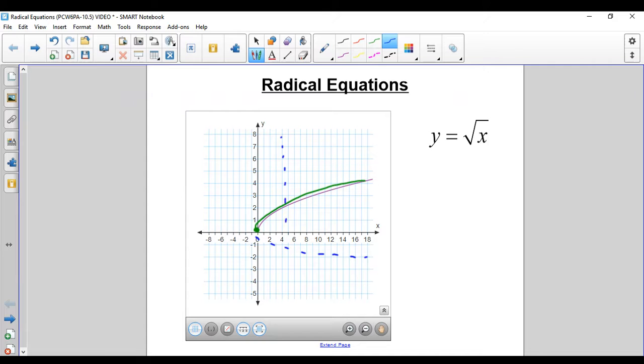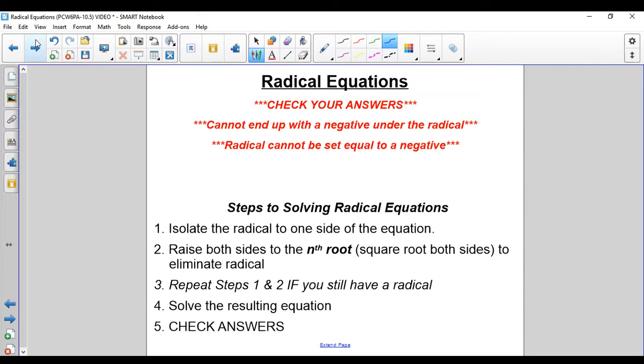Remember, functions need to pass the vertical line test in order to be a function. So that's why there's no bottom half of this graph. All right, so I'm going to point that out because that's going to come into play in something I'm going to mention on this next slide.